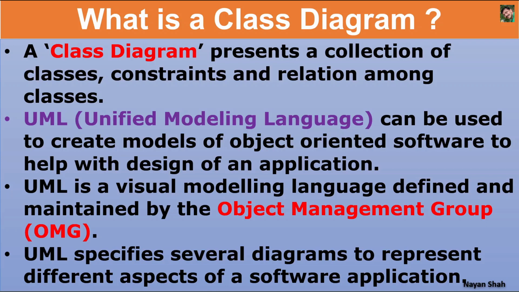UML is a visual modeling language defined and maintained by the Object Management Group, that is OMG. So you have a new full form of OMG. It is not oh my god, rather it is Object Management Group. UML specifies several diagrams to represent different aspects of a software application. As I said, UML specifies several diagrams and some symbols which are used to represent different aspects of a software application based on object-oriented concepts.